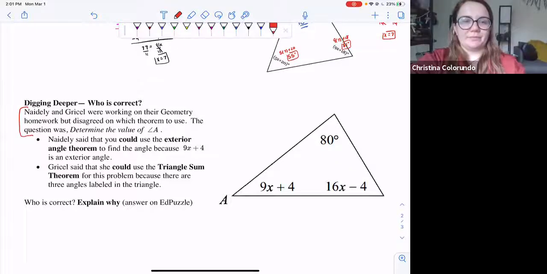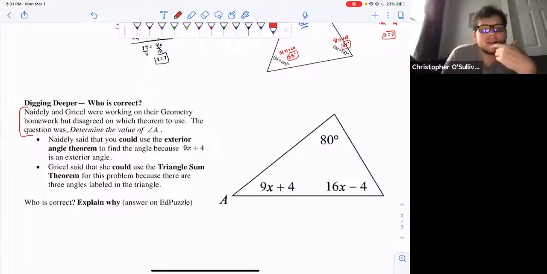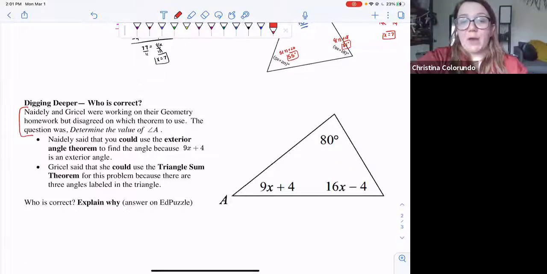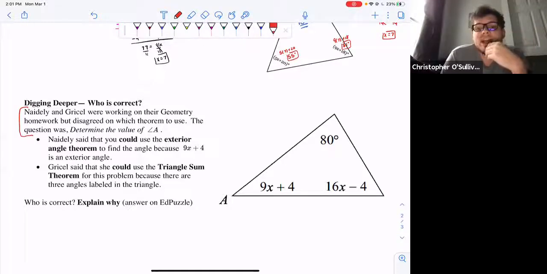Sure. Okay, so Naidelli said that you could use the exterior angle theorem to find the angle because 9x plus 4 is an exterior angle. Grissel said that she could use the triangle sum theorem for this problem because there are 3 angles labeled in the triangle. Who is correct? Explain why. Ladies, what we want to see is your answer on edPuzzle.